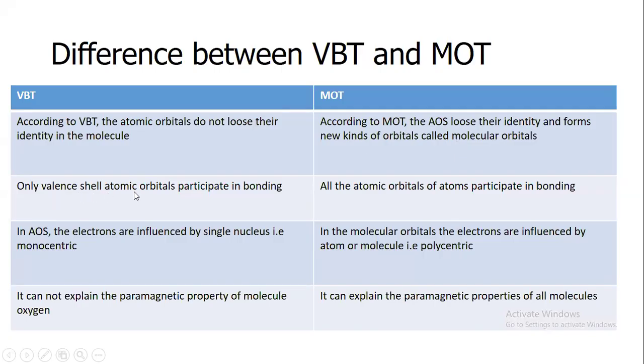In valence bond theory, only valence shell atomic orbitals participate in bonding. In molecular orbital theory, all the atomic orbitals of atoms participate in bonding. In atomic orbitals, the electrons are influenced by a single nucleus, that is, monocentric. In molecular orbitals, the electrons are influenced by more than one nucleus, that is, polycentric. Valence bond theory cannot explain the paramagnetic property of the oxygen molecule. Molecular orbital theory can explain the paramagnetic properties of molecules.